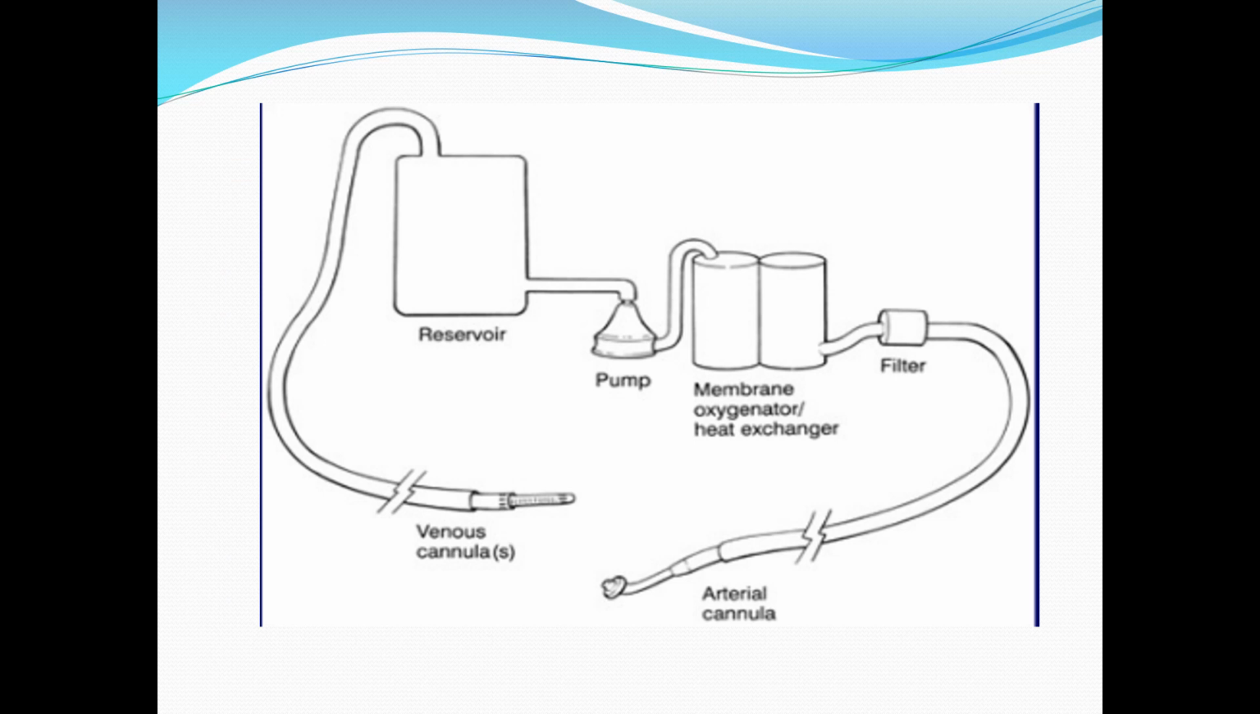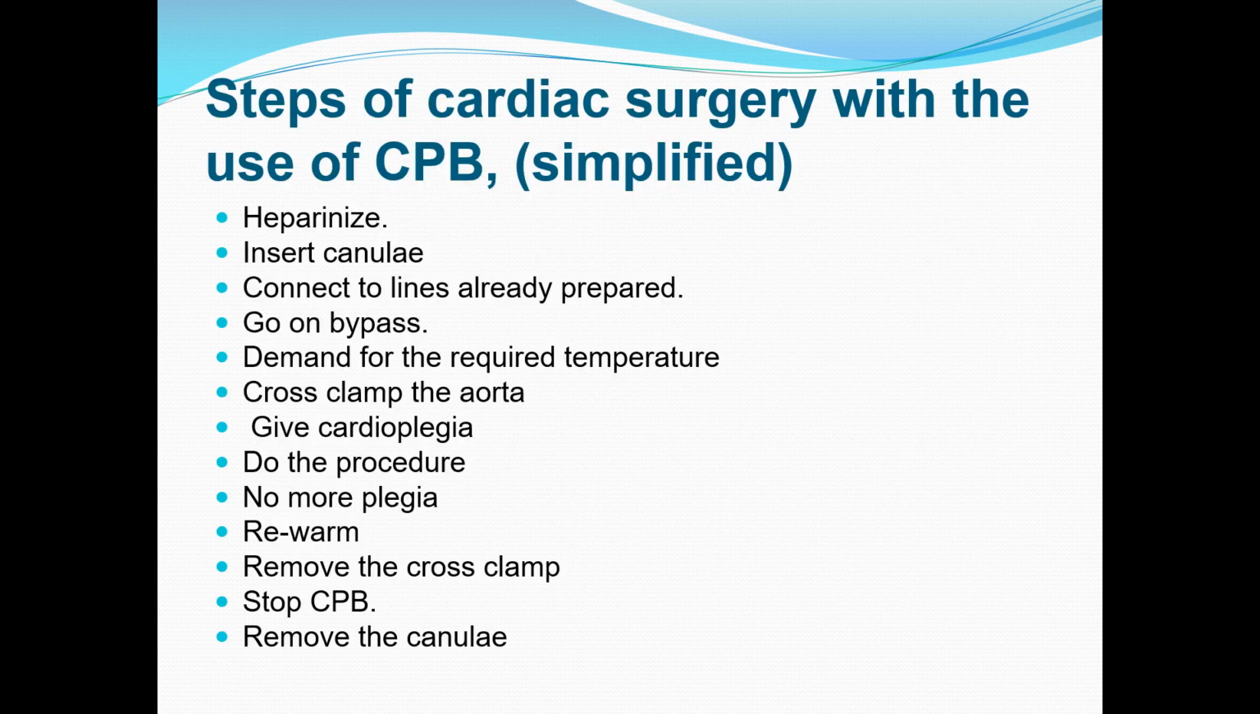So this is the venous cannula. We put it in the right atrium. This is the arterial cannula. We put it, for example, in the ascending aorta. This will drain blood from the right atrium, and it will go into the reservoir. From the reservoir it will come into a pump, and the blood will be oxygenated and pass through this filter, which will reduce bubbles and so on.